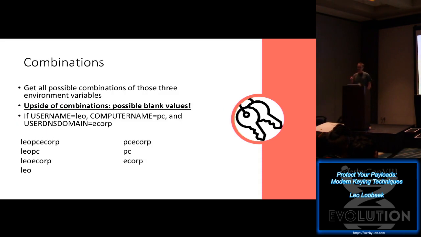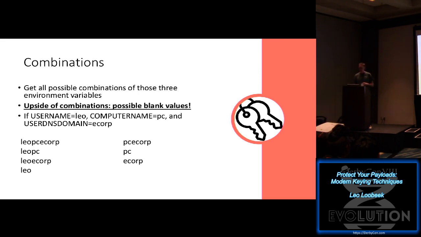So this is where you've got to add a little tomfoolery. We're going to get all the combinations of username, computer name, and user DNS domain. So from those three values that really just looked like one key, now it turns into seven possible keys. And what's really nice is you can use blank values. So let's say I only knew the username and the computer name, but I did not know the user DNS domain. I could just encrypt those two, but Blue Team would think I encrypted with all three.